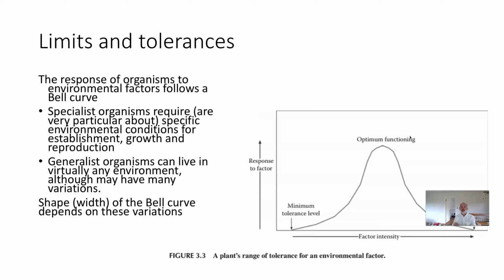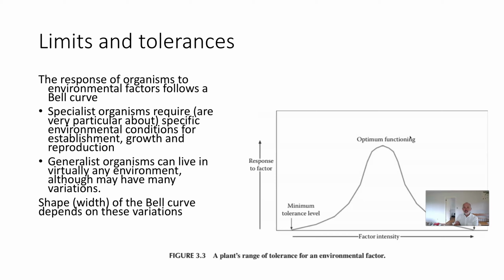So you can think of this as how much nitrogen, how much water, what temperature, how much boron, whichever factor we want to think about. And on the vertical axis, how much response or how much growth. So this kind of bell curve here shows us how a plant might respond to the amount of a given factor, a given nutrient or a given environmental factor.